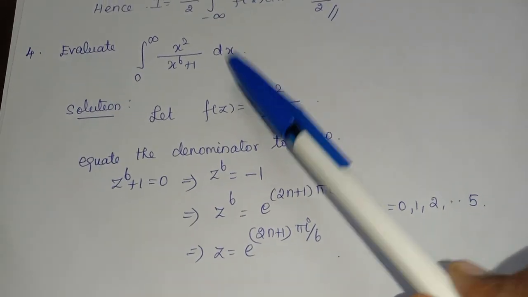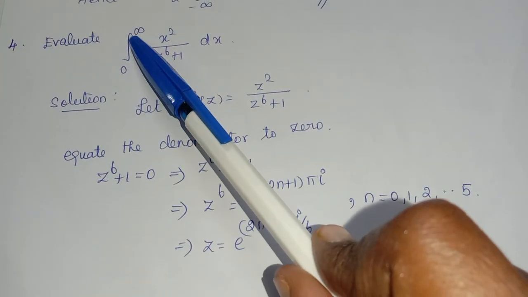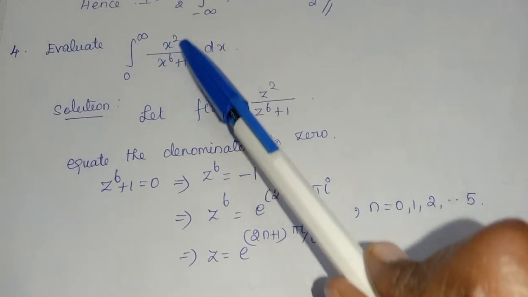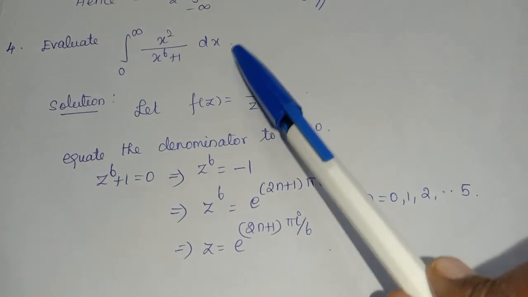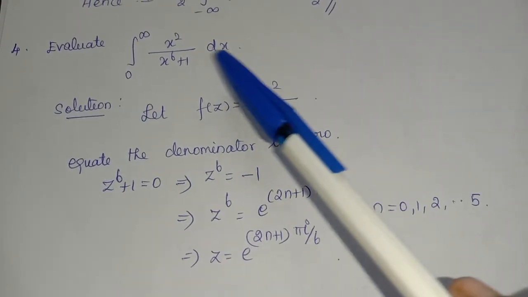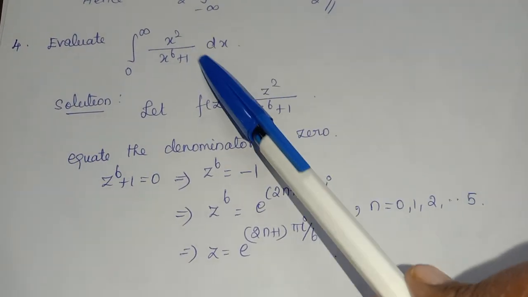Then next problem, evaluate integral 0 to infinity x square by x power 6 plus 1 dx. First check the limits. We need it from minus infinity to plus infinity, but it is 0 to infinity. It's okay, we can change because the integrand is an even function, no? So instead of this 0 to infinity, I can write half of integral minus infinity to infinity. Okay, that is good. Next one, numerator and denominator must be polynomials. Yes, that is also true.